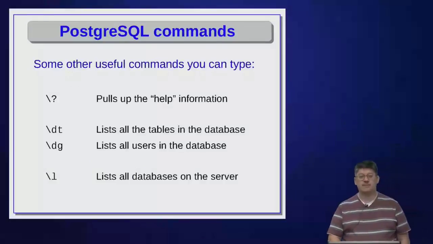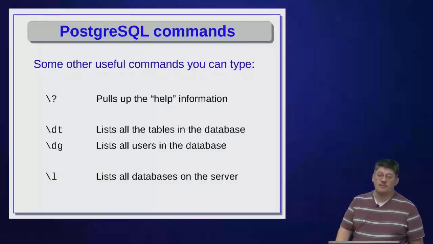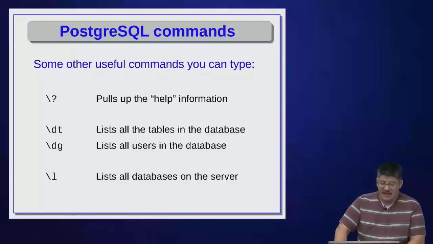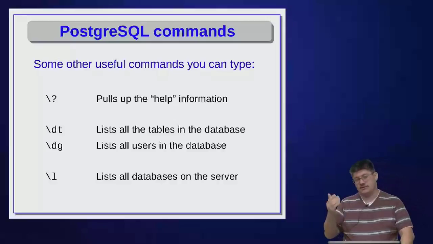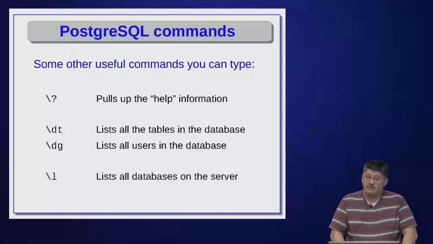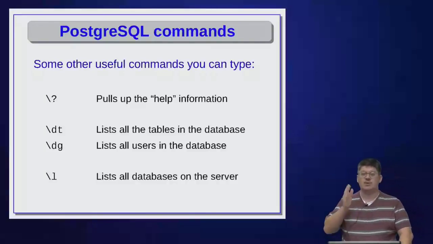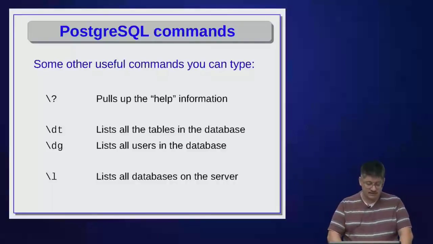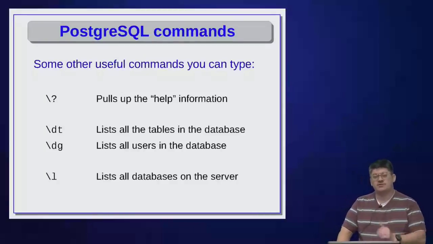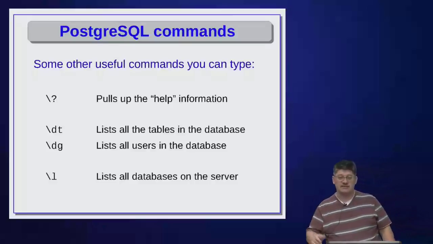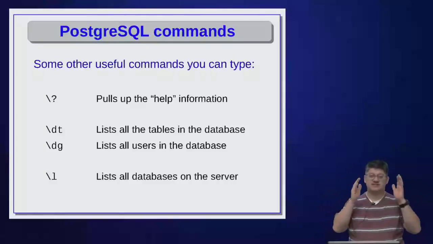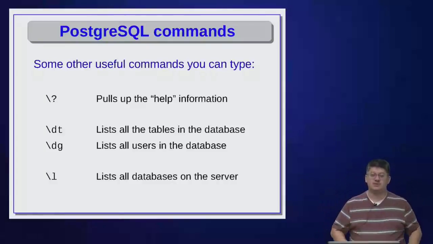So here are some other useful commands. \? pulls up the help. It gives you a list of all those useful commands, and there's quite a few of them, several hundred, and you're probably not going to need them all, but if you want to pull up the help, it's there. \dt will list all the tables in the database. That can be useful. It'll even tell you what columns are in each table. And then you can say \dg to list all the users that are available on the server, and \l will list all the databases that are available. So we've got a list of databases, list of tables within a database, list of users on the server.